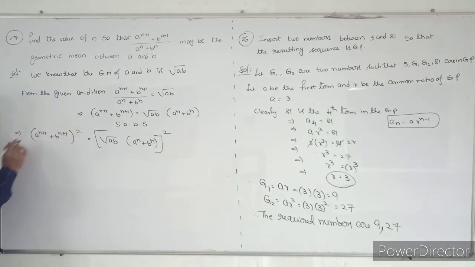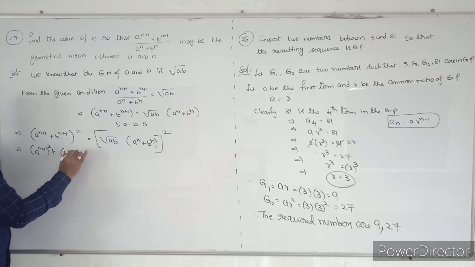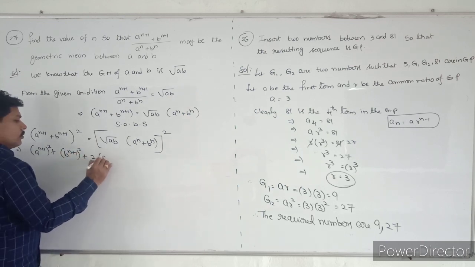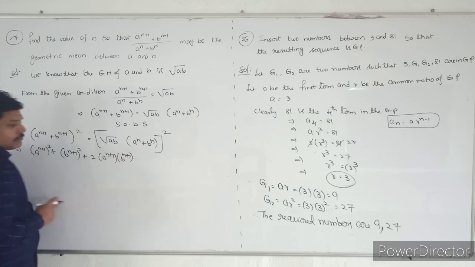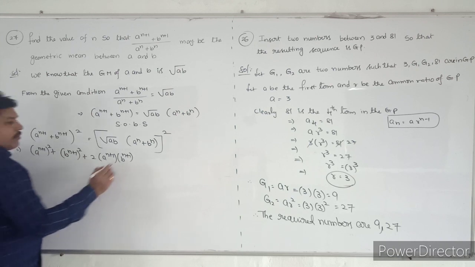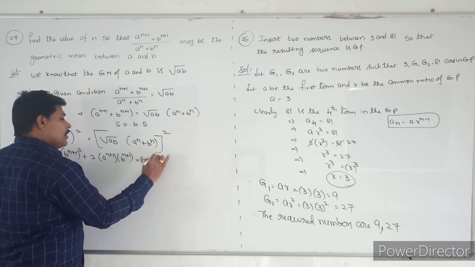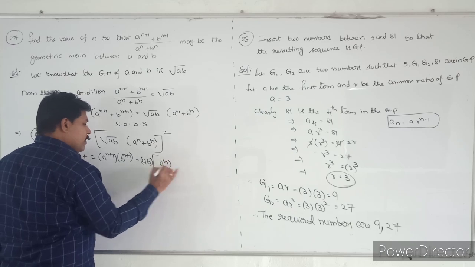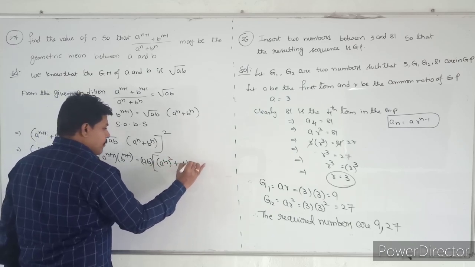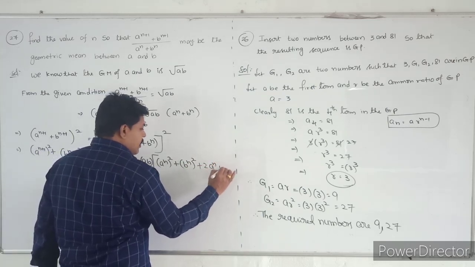So the (a + b) whole square formula is nothing but a square plus b square plus 2ab. So that is equal to, the square and the root will be cancelled, it will become ab into, see, this is also (a + b) whole square, you can expand that: (a^n) whole square plus (b^n) whole square plus 2 into a^n into b^n.